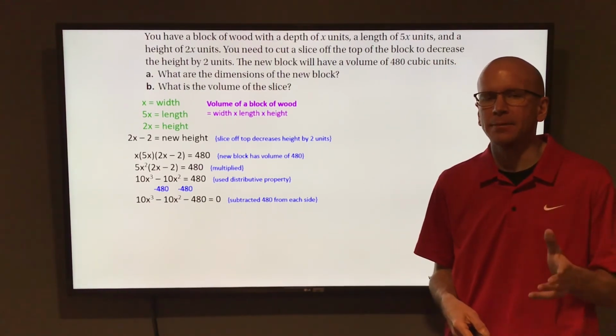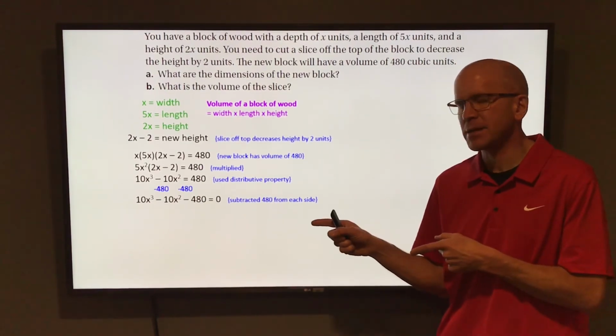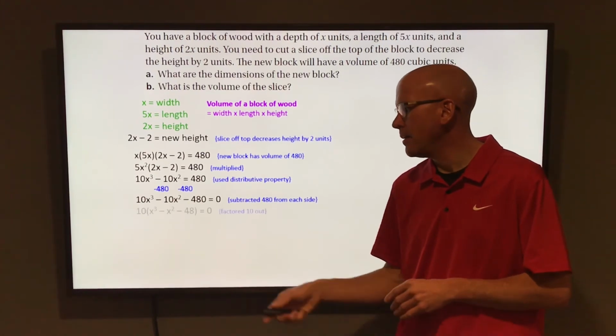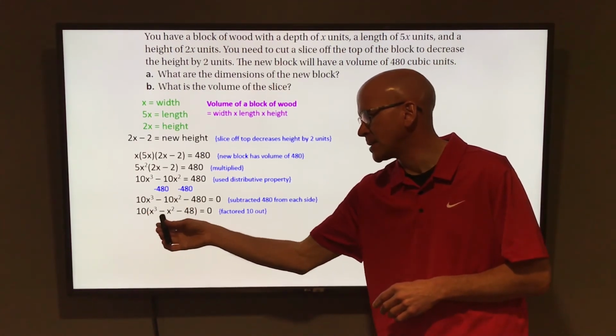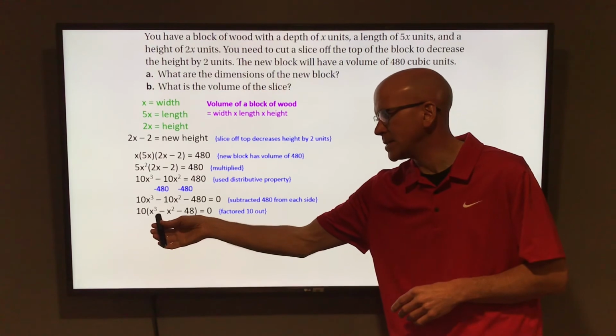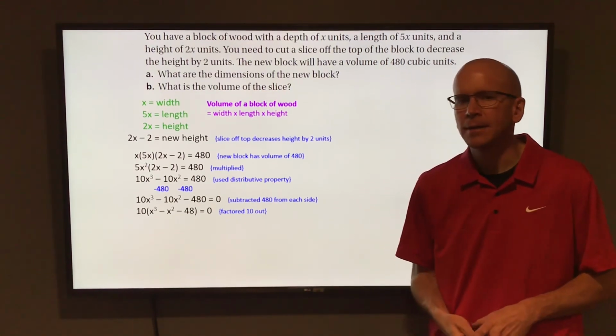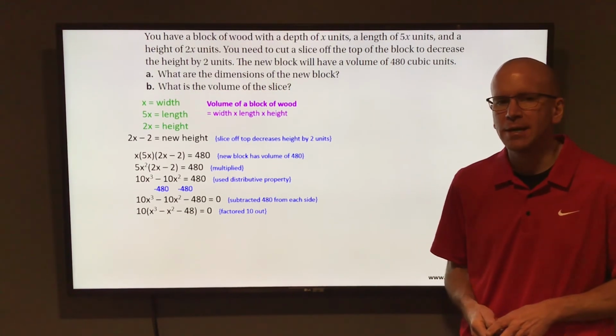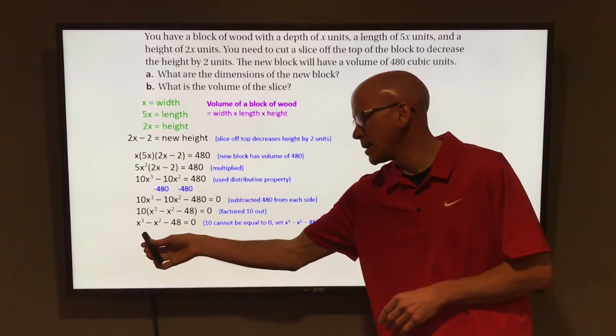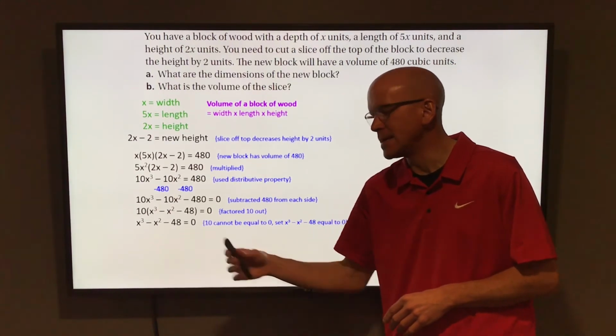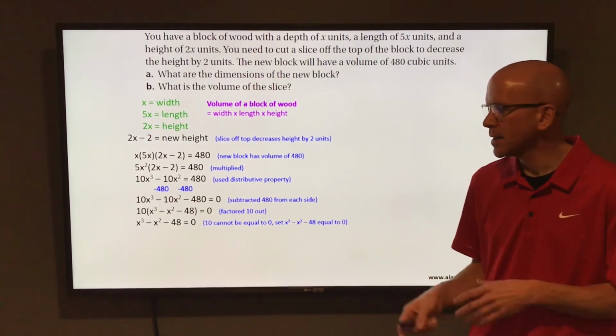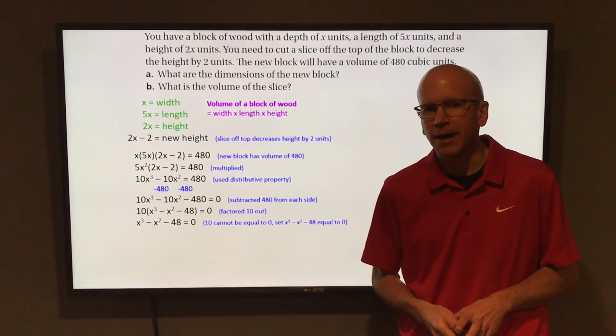Always look for a common factor to factor out. 10 is a common factor to those 3 terms. If you factor 10 out, divide each term by 10, and that's what goes in the parentheses, x to the third minus x squared minus 48. Move that 10 to the other side by dividing each side by 10, and you get x to the third minus x squared minus 48 equals 0. Now you can try factoring that, but it does not factor.